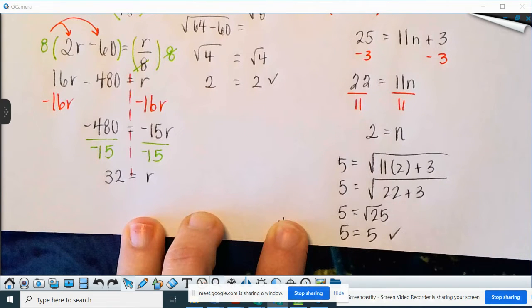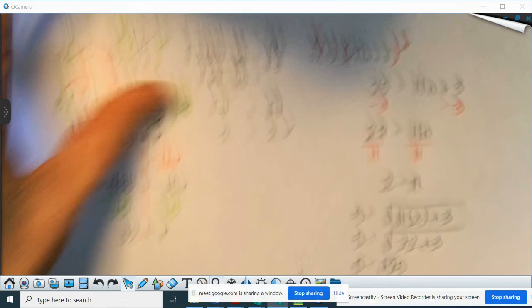Am I going way too fast, or do you have any questions so far? I'm always on the fence whether it's better to just see them or you want me to go super slow. Okay, cool, awesome. All right.